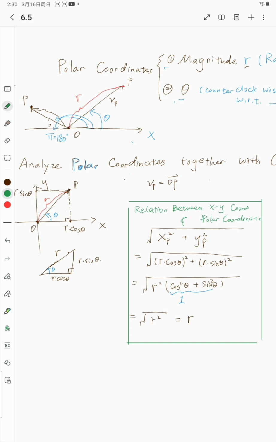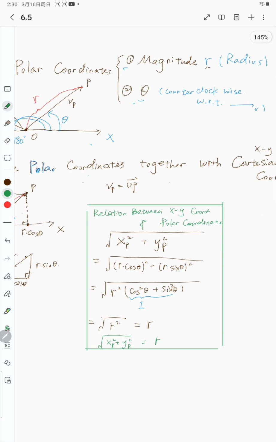And so the key thing here, right? The key thing is the square root of x squared plus y squared, for the point P. You can just say x squared plus y squared is equal to r squared, okay? And also r is just the length of OP.